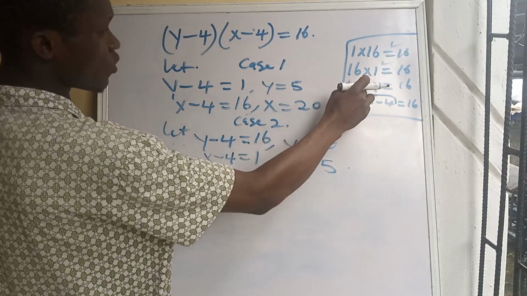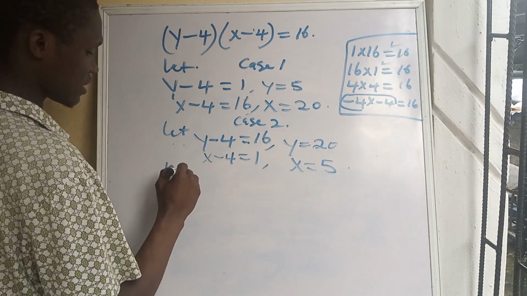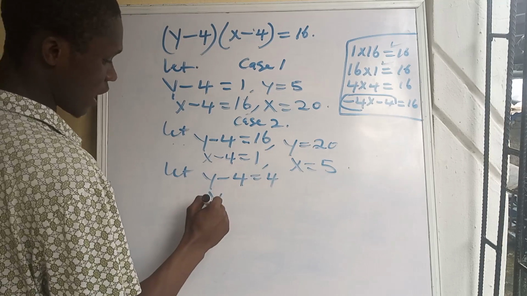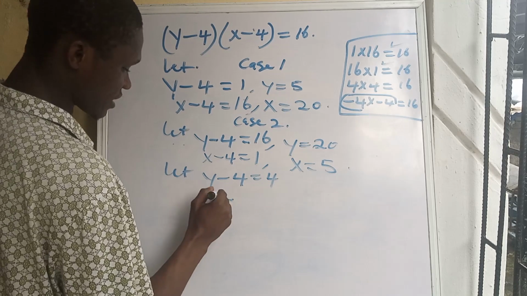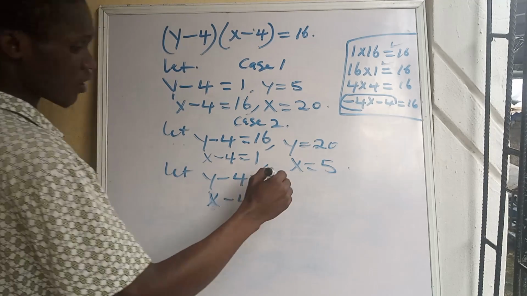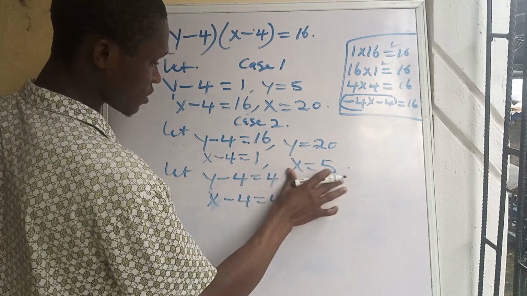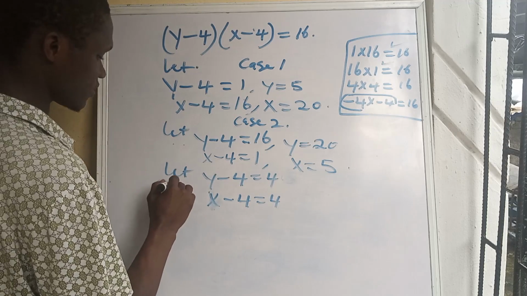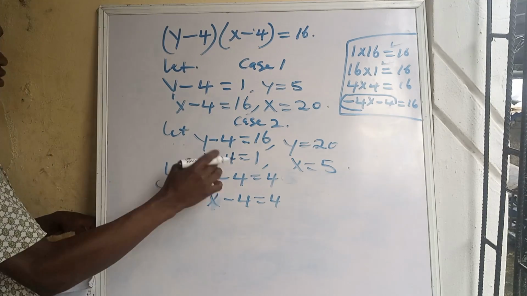Let's move on to the third one. So we can say let y minus 4 equal 4, and x minus 4 equal 4. We can call this one case 3. So we are working with case 3.